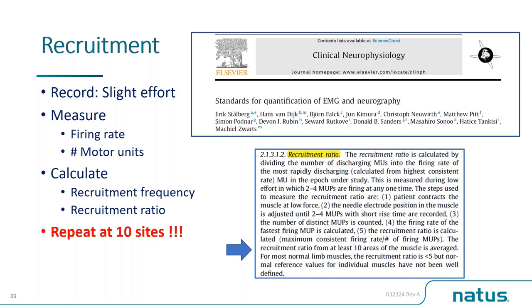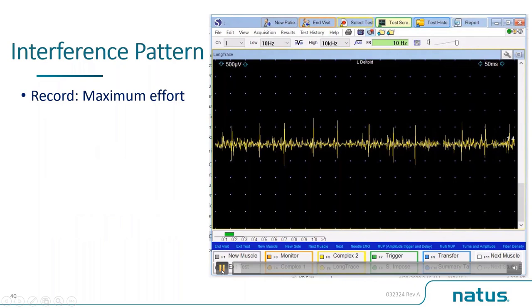Don't make any analysis based on a single epoch. I think you have to see something abnormal 3 or 4 times before calling it abnormal. The other approach is we can record the EMG signal to maximum effort.